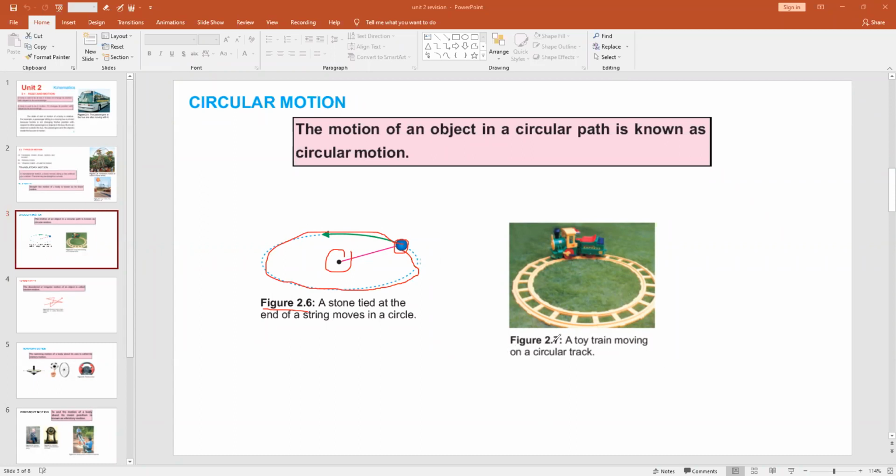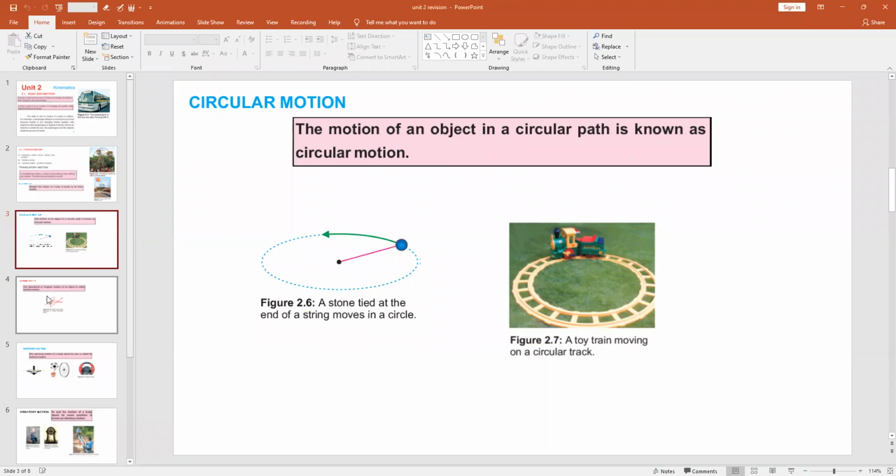Then if you see figure 2.7, there is a toy train. It has a battery inside it, and when we switch it on, it moves on the track in a circular path, because we have defined a circular path for this toy train. So this is also an example of circular motion. All these objects that are moving in a circular path have a circular motion, right?